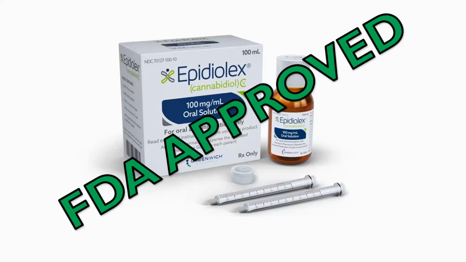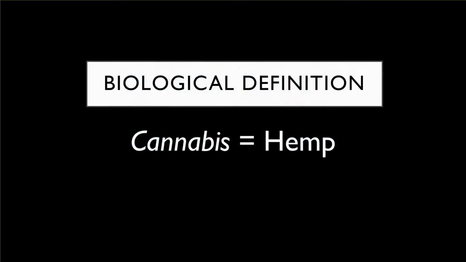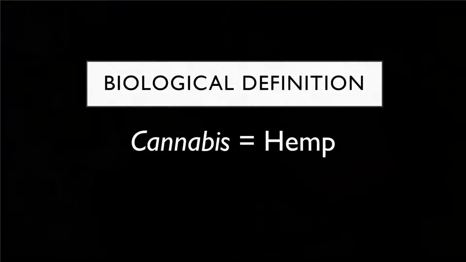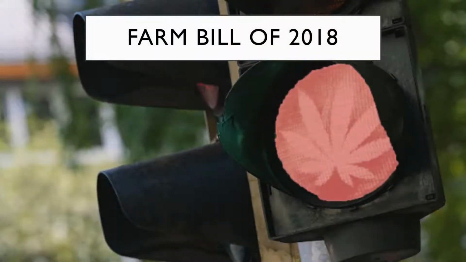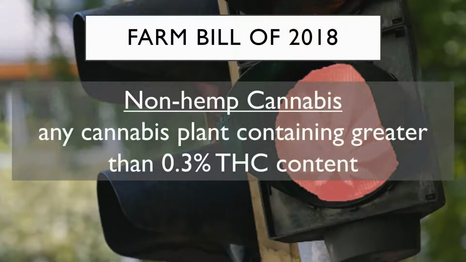Remember I mentioned that according to the biological definition, hemp and cannabis are the same thing? Well, the Farm Bill of 2018 changes the legal definition of hemp. We are now going to define non-hemp cannabis as any cannabis plant containing greater than 0.3% THC content. There are no legal protections for non-hemp cannabis, and this becomes a state issue. As you know, certain states allow for recreational or medical marijuana, while other states do not.